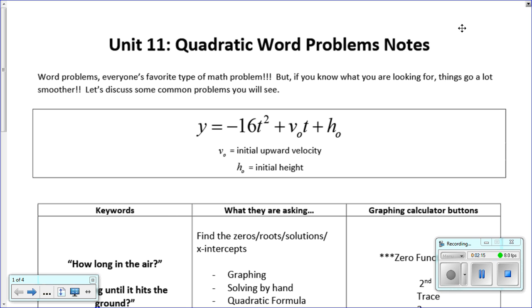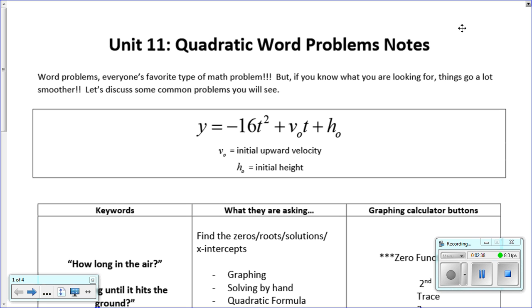Is it starting off of a roof? Is it starting from the ground? Is it a rocket being launched off the ground? Is the ball being thrown from your hand and you're 5 feet tall? Those are the different options for where it is starting, how high it is starting from. That's your initial height. And that's still your y-intercept on the graph, okay?